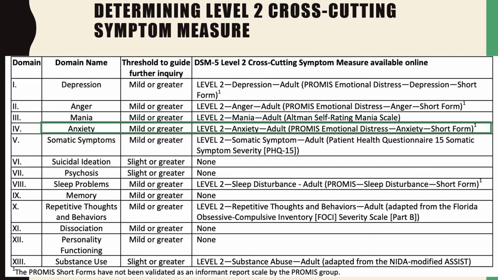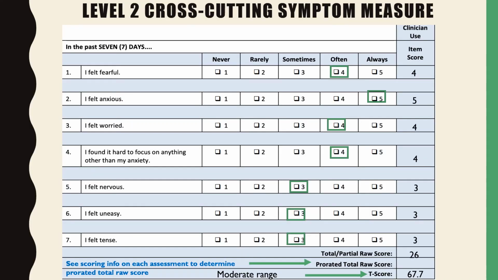You may want to ask, I don't know what this short form is. No worries. Just go to that website and you should be able to see this. So this is that anxiety form that I just downloaded from the website. And then you do another interview, or maybe a self-report. In this example, you can see the total raw score is 26. Based on this instrument manual, the T-score for this person is 67.7.